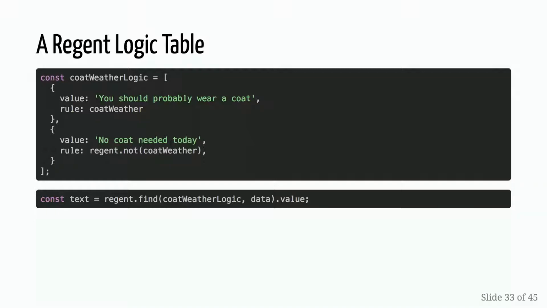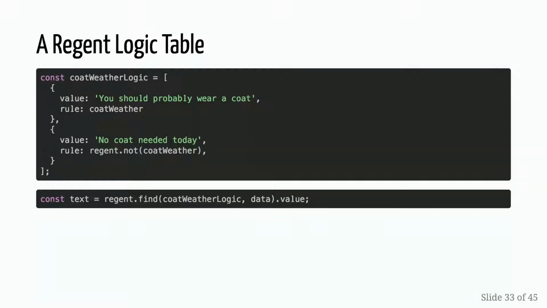We're using regent.find in that block below. Regent.find is going to take the logic and the data and return the entire object that the rule evaluates true for, if there is one. It'll return the first one. It's modeled exactly off of array.find, so if you're familiar with the array iterator methods, find, the next one is filter, we'll be there in a second. It'll run through the table, and as soon as one returns true, it'll return that object. So we're just pulling the dot value off of it and we get that text.